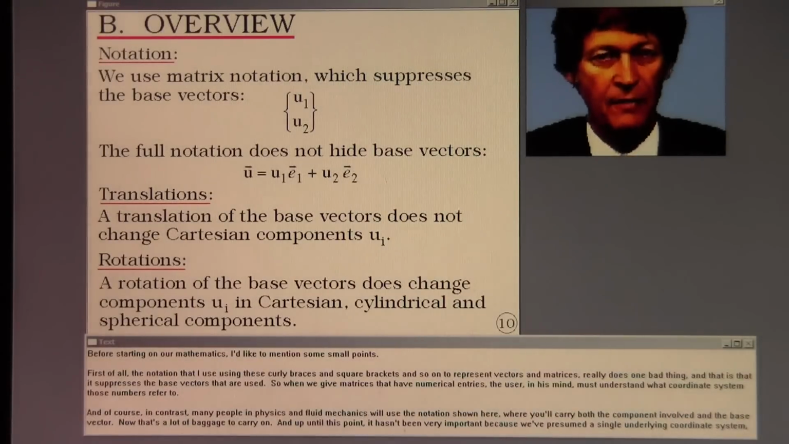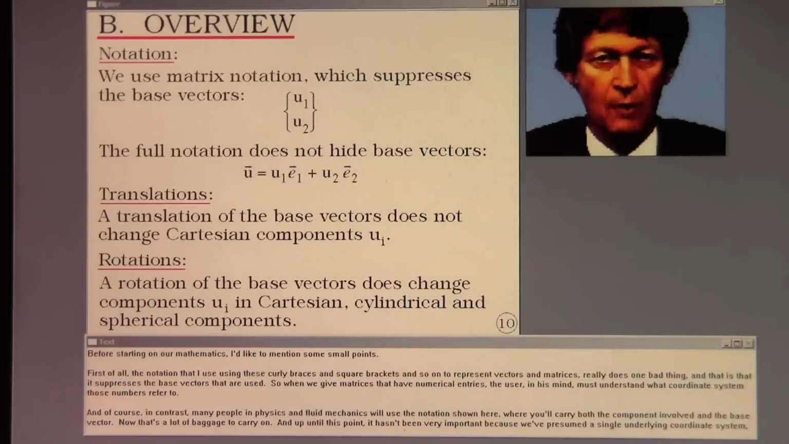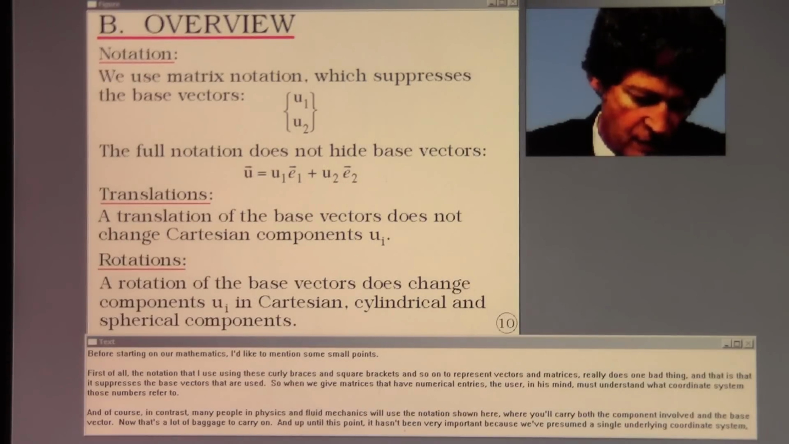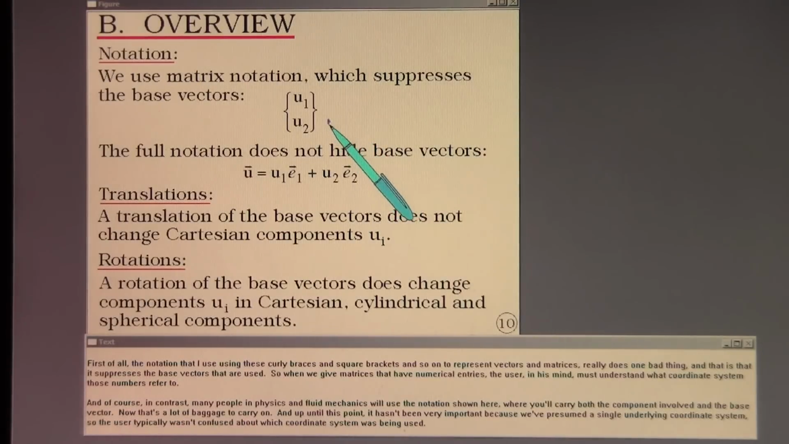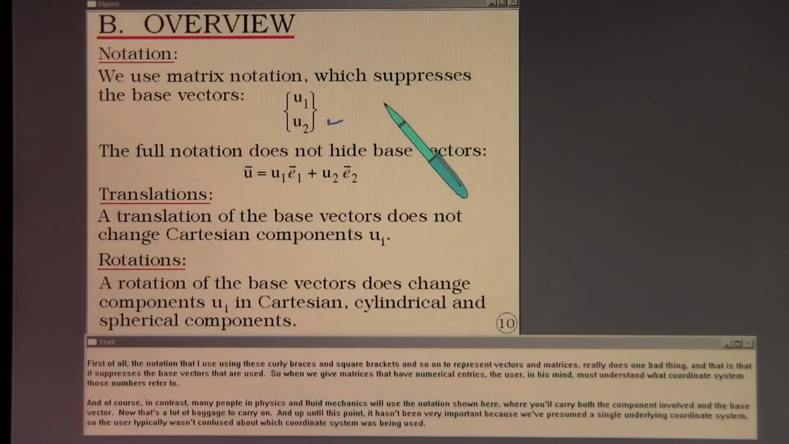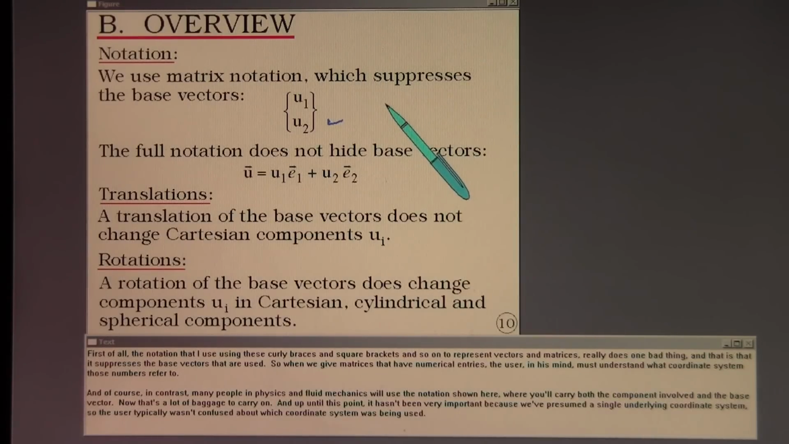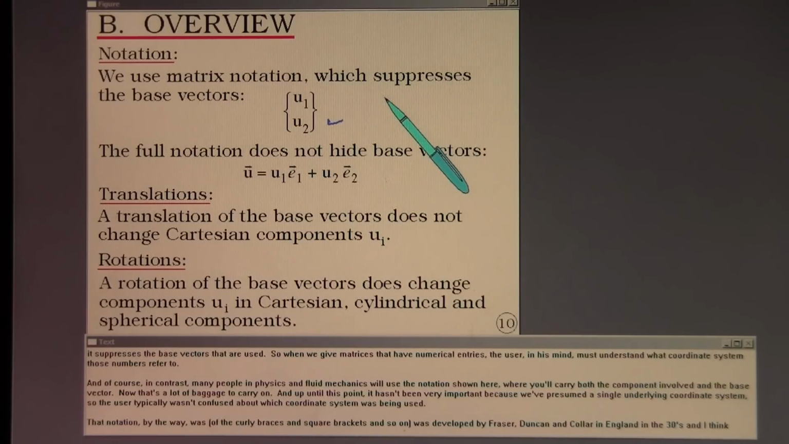Before starting on our mathematics, I'd like to mention some small points. First of all, the notation that I use, using these curly braces and square brackets and so on to represent vectors and matrices, really does one bad thing, and that is that it suppresses the base vectors that are used. So when we give matrices that have numerical entries, the user in his mind must understand what coordinate system those numbers refer to.